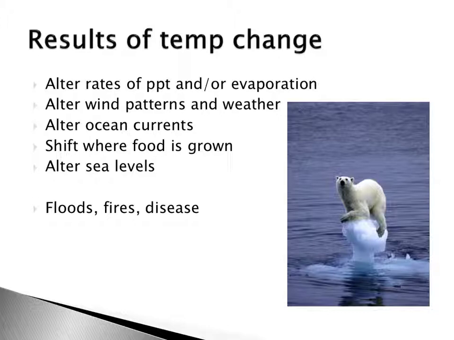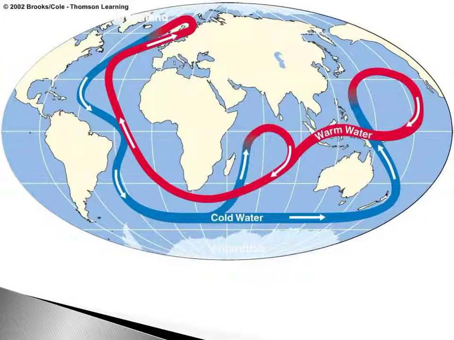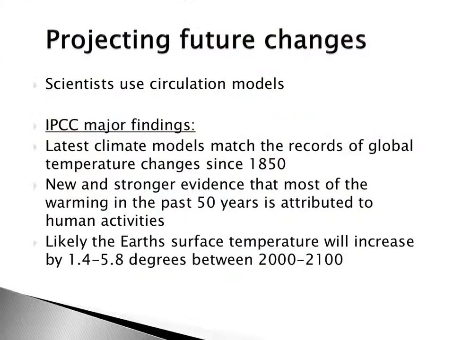Results of temperature change: alter the rates of precipitation or evaporation, alter wind patterns, alter ocean currents. We've seen increased storms in the New York region, the Connecticut region. That warmer temperature is causing those storms. Remember, we don't have more hurricanes now. We've actually got more intense hurricanes like Hurricane Katrina. We might have to shift where our food is grown. It may alter sea levels. We're going to increase drought and floods. You can see the patterns here, and of course what we're seeing now is increased patterns of warm water coming up through the northeastern part of the United States, which is increasing that region.